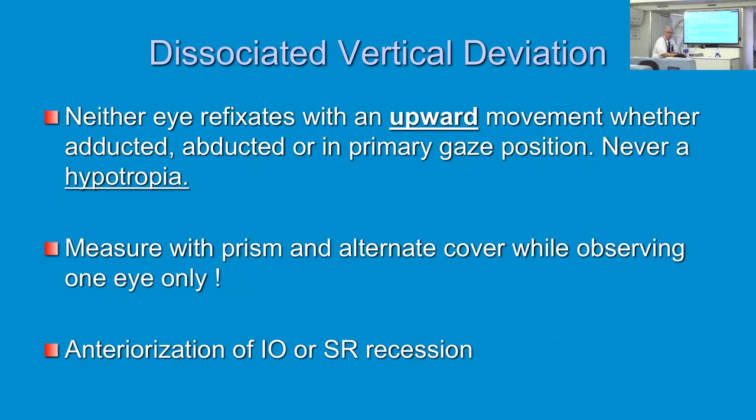So if you have a dissociated vertical deviation, neither eye will refixate, as I said earlier, with an upward movement, whether adducted, abducted, or in primary gaze position. So you never have a hypotropia in the opposite eye.